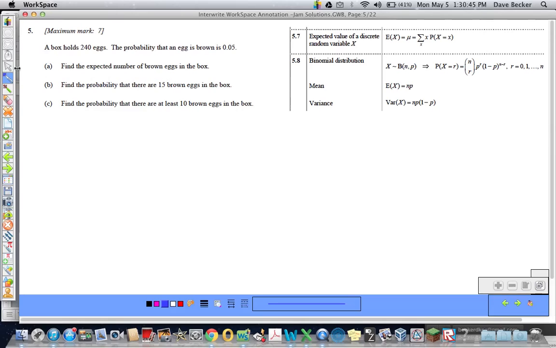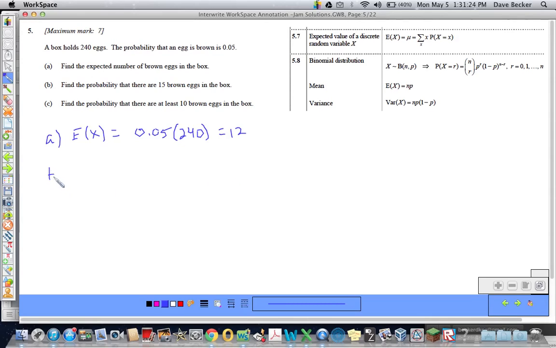So all you have to do, if you forget, expected value equals x times the probability that the random variable X equals x. This is very, very simple. There's 240 eggs. The expected value E of x is equal to 0.05 times 240, which is equal to 12. So we would expect 12 of the eggs to be brown.